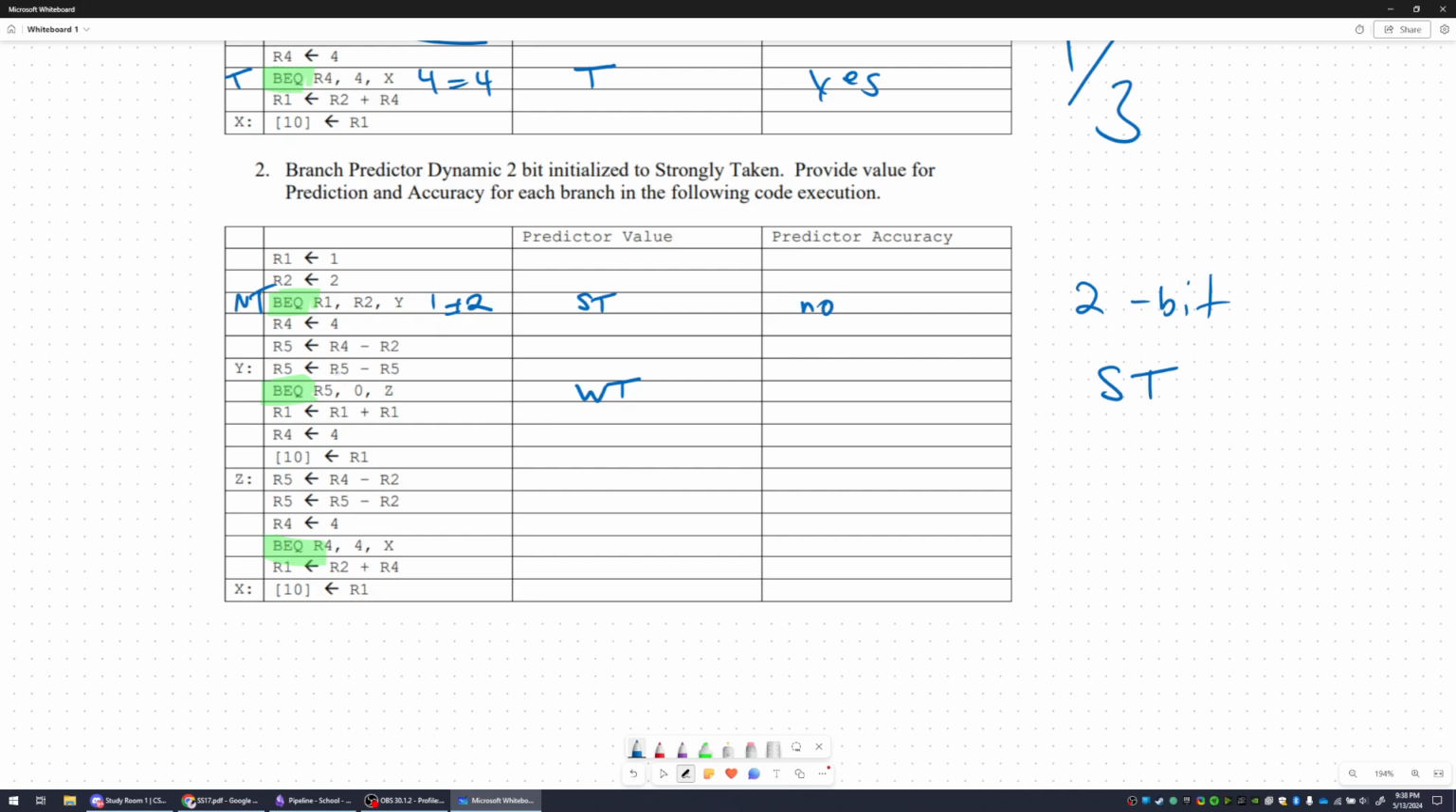And this is the same as before. Anything minus itself is 0, so 0 is equal to 0. We do take the branch, because it's branch on equal. And weakly taken is a taken, so that's accurate, yes. And the next time we do a branch, it'll change to strongly taken, because we were accurate. Same thing here, R4 and 4. We had a 4, so 4 is equal to 4. Branch on equal, so we take it. And predictor accuracy is yes. So this one is 2.